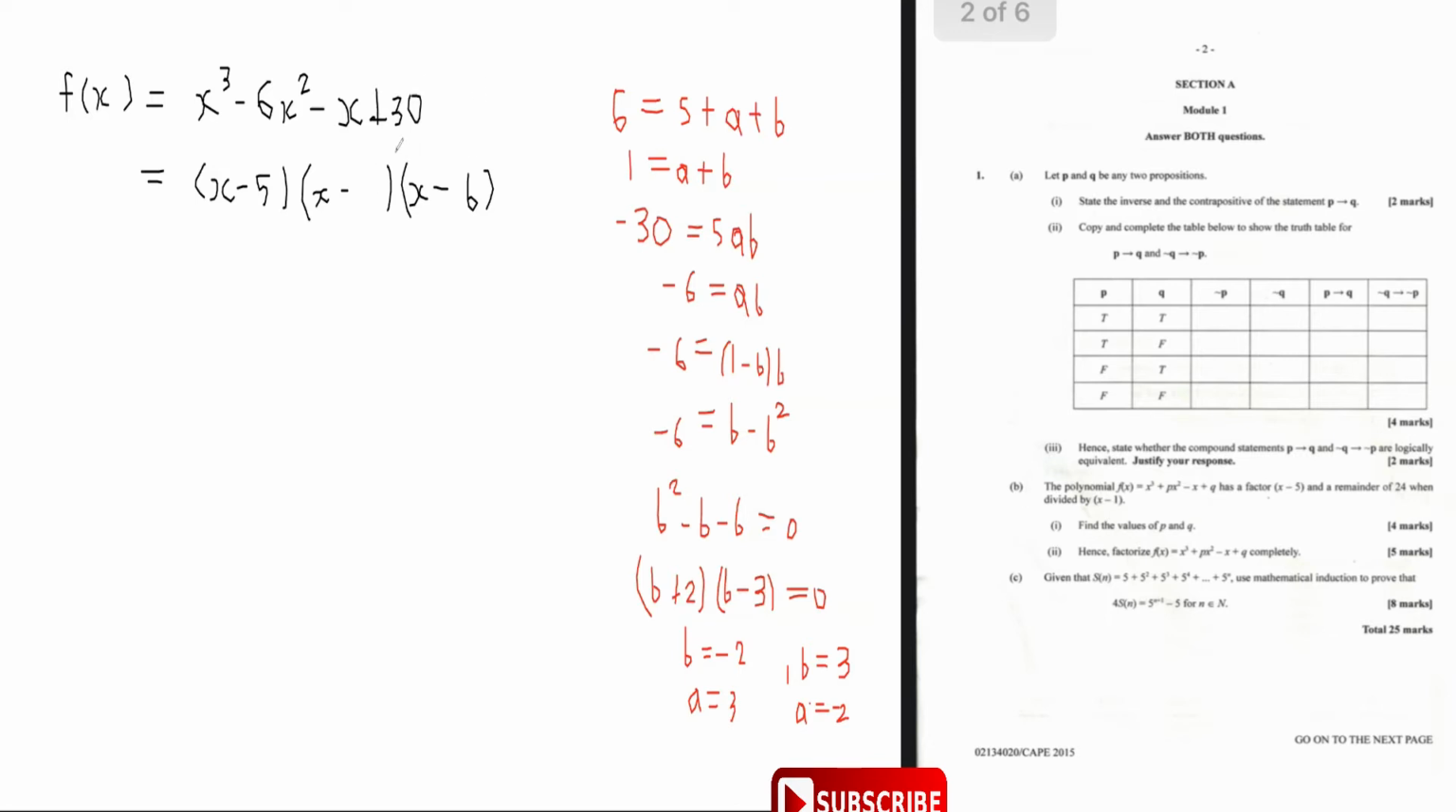So it's x minus 5 times x minus 3, and this b now is -2, so it is x plus 2. And we did it using sums and products of roots. Make the examiner know what you used to do it, to tell them you used sums and products of roots.